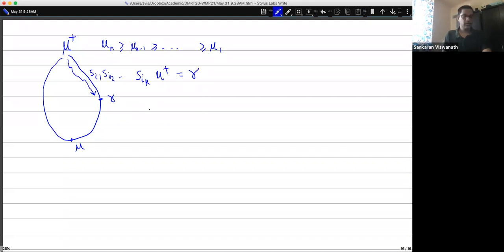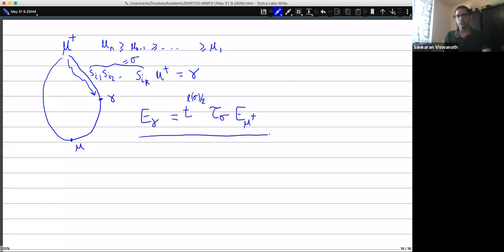Then what it says is that E gamma is just, how do I get it from E of mu plus? Well, I keep applying the corresponding tau i. I apply tau ik times a t power half. So it's a t power half tau i, which I need to act each time. So if this element, I call it sigma, and what we have just shown is how do you get E gamma from E mu plus? You act the corresponding tau sub sigma. So tau sigma is, remember, just tau i1, tau i2, tau ik.